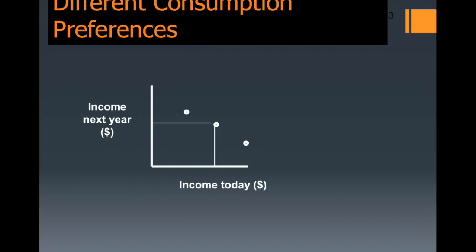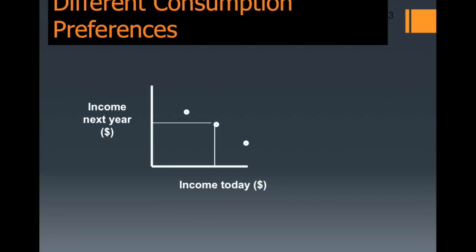Let's look at a very simple 2-period example. There are only 2 periods, today and tomorrow. And let's say that that middle dot represents what you're going to get today. Draw that line down, that's the income today. Draw the line to the side, that's the income next year. Now, if you're happy with that, great, you're done. You don't have to do any more. But what if you're not happy with that?